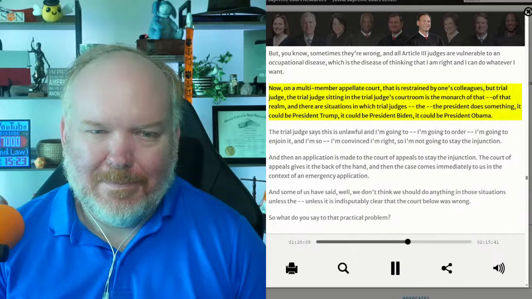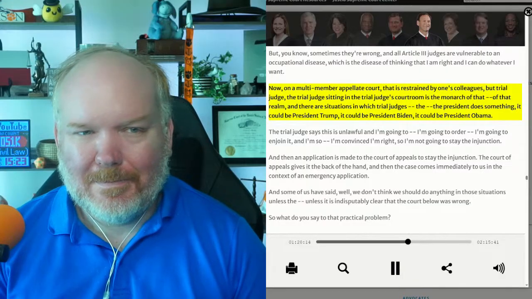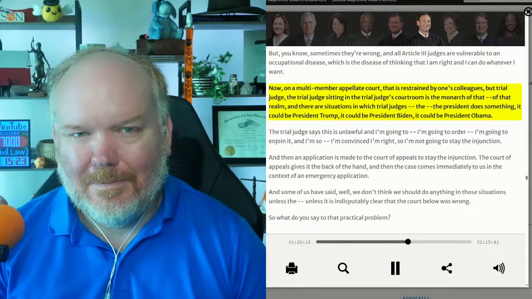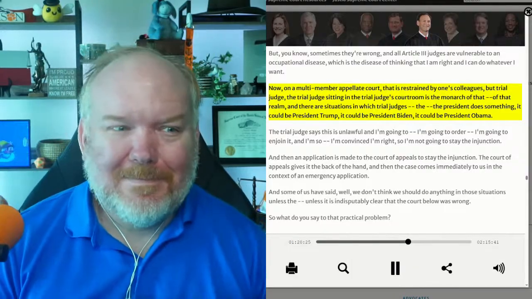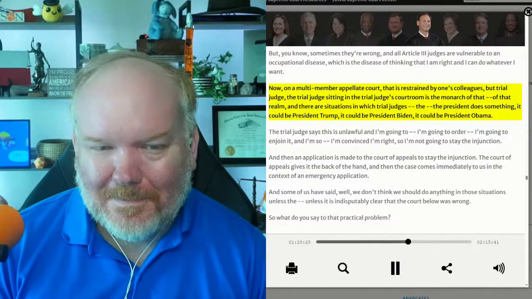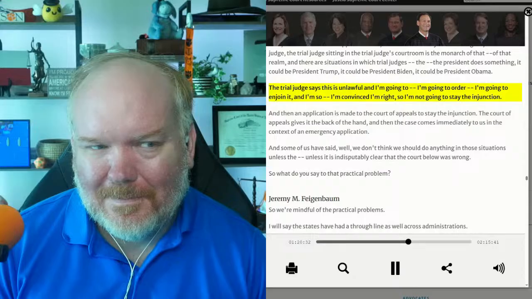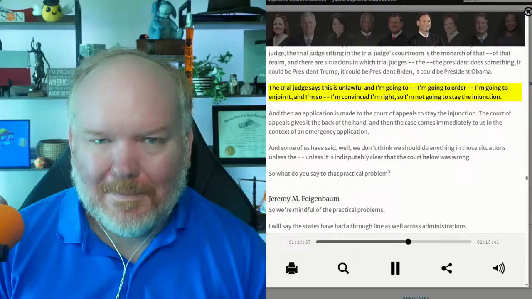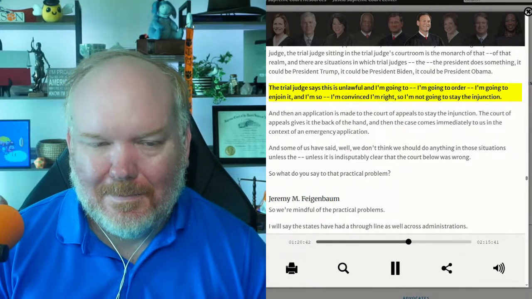Now, on a multi-member appellate court, that is restrained by one's colleagues. But the trial judge sitting in the trial judge's courtroom is the monarch of that realm, and there are situations in which the president does something. It could be President Trump, it could be President Biden, it could be President Obama. The trial judge says this is unlawful, and I'm going to enjoin it, and I'm convinced I'm right, so I'm not going to stay the injunction.